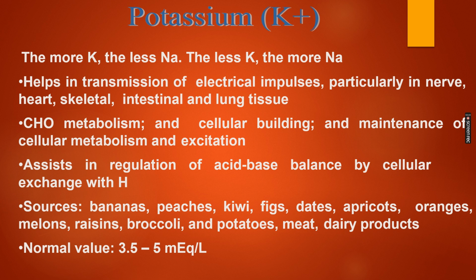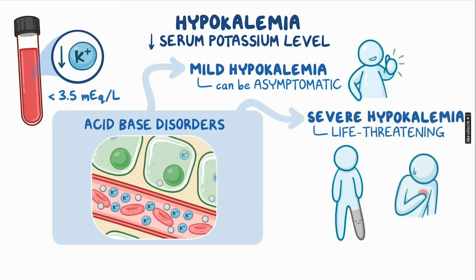These are the sources of potassium that we should add to our diet. Now we will see the normal value of potassium. The normal value of potassium is 3.5 to 5 milliequivalent per liter. If the potassium blood level goes below 3.5 milliequivalent per liter, it can lead to hypokalemia.